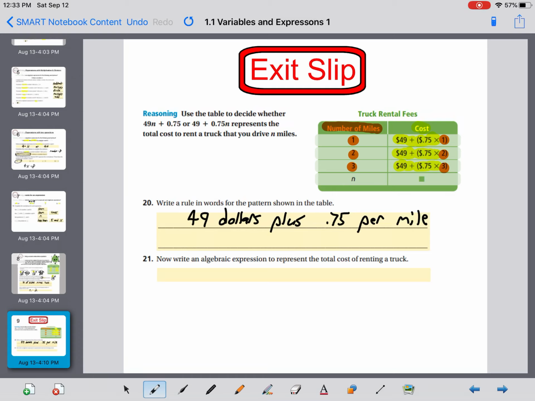So our algebraic expression to represent the total cost of renting a truck is if we were to plug n into this expression. So it would become $49 plus 75 cents times n. So we'll put our answer below. 49 plus 75 times, try and use that multiplication dot, n.